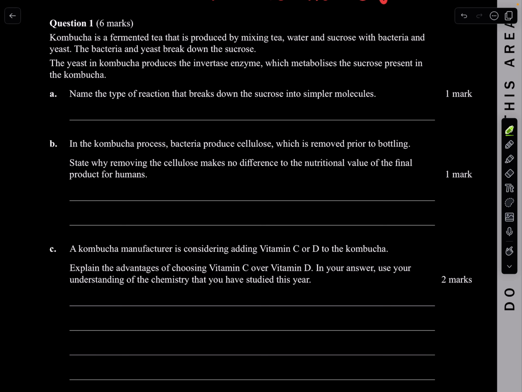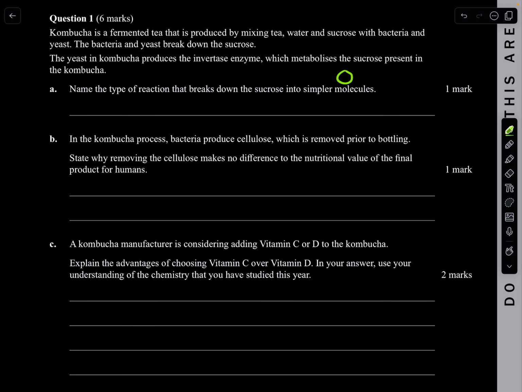Now, we know sucrose is basically a disaccharide, meaning that it's two monomers of a carbohydrate, glucose, like this. We know to break down sucrose into its simpler molecules, we need to break down this carbohydrate glycosidic linkage. And to do that, we require water. And if we require water, this is a hydrolysis reaction.